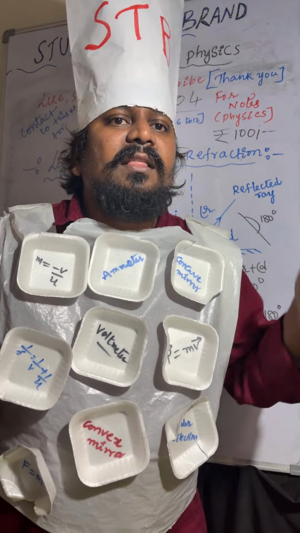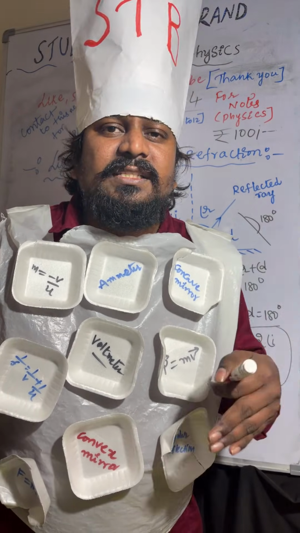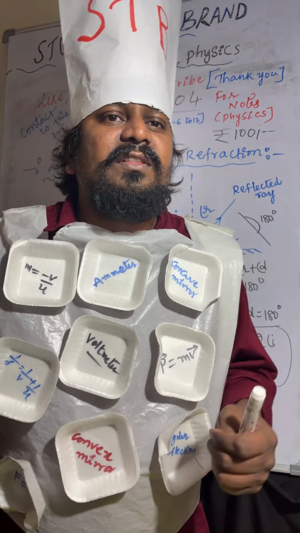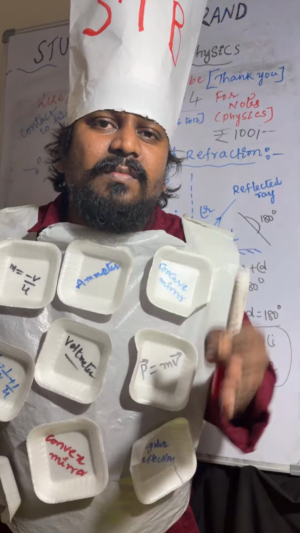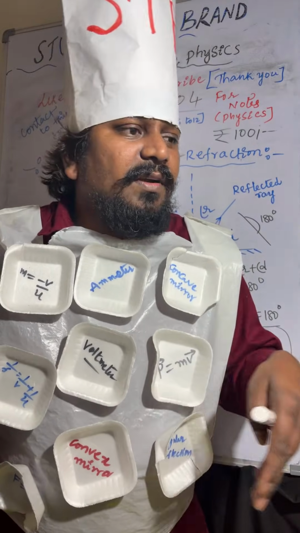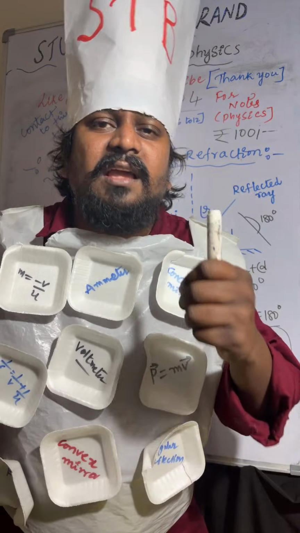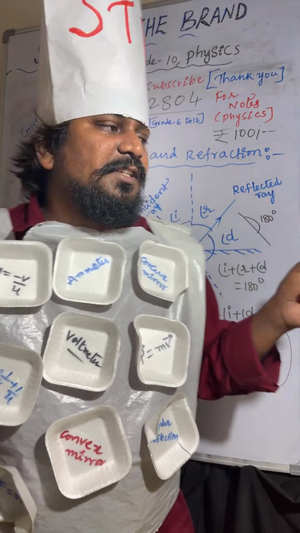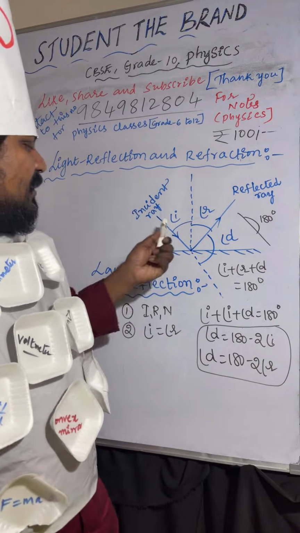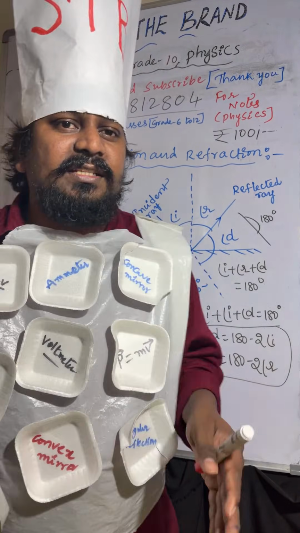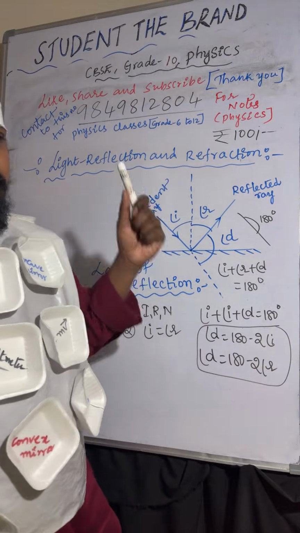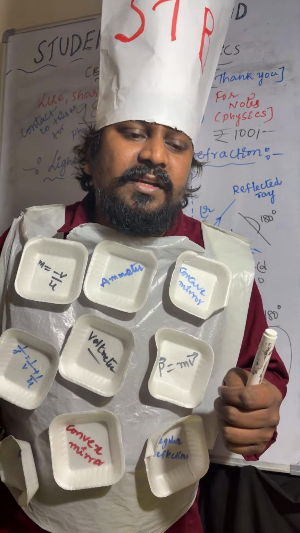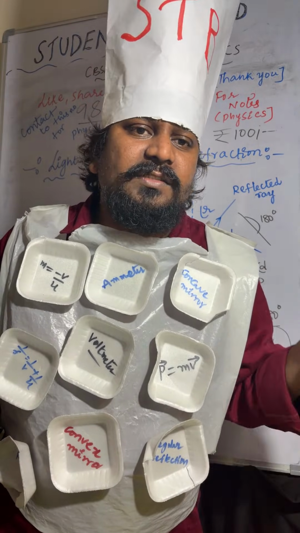So the bouncing back of the light from the reflecting surface is called reflection of light. The angle between incident ray and normal line is called angle of incidence. Angle between reflected ray and normal line is called angle of reflection. Angle between reflected ray and undeviated line is called angle of deviation. Okay, so this is about reflection of light. And by the law of reflection, incident ray, reflected ray, and normal line lie on the same plane, and angle of incidence is equal to angle of reflection. I hope it is very clear.